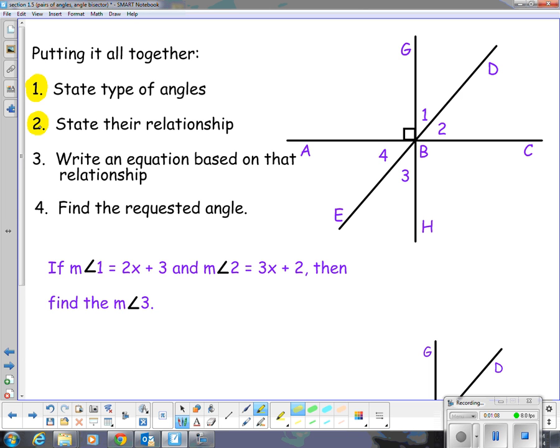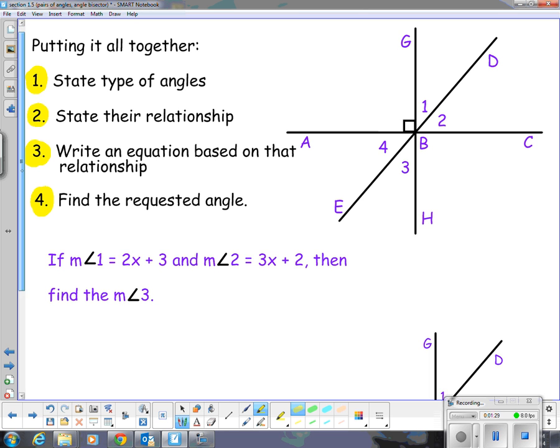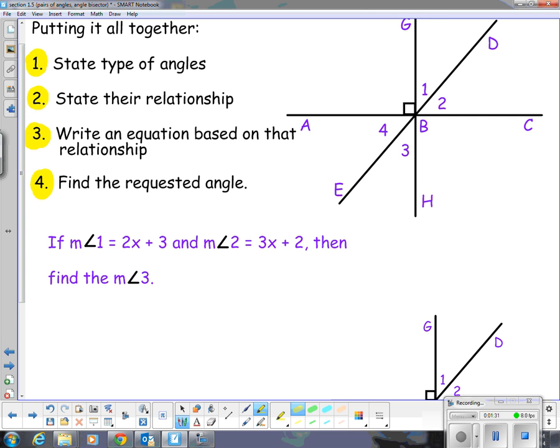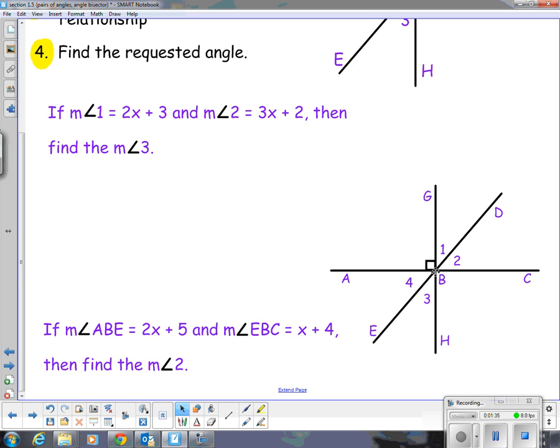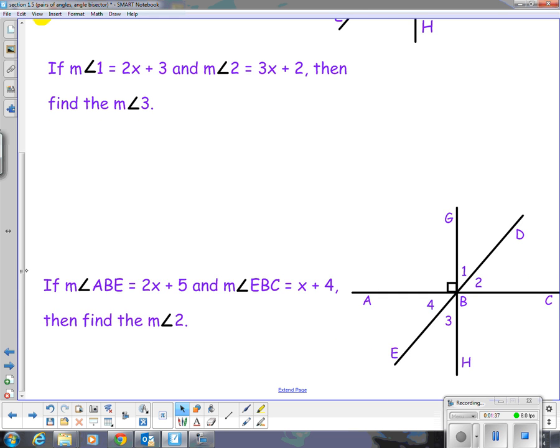Now, it is step 2, that understanding of taking the type of angles and understanding the relationship, that's going to allow you to write the equation based on that relationship. And then you're going to write the equation, solve the equation, find x or some variable, and then go back and find the requested angle. So here's my diagram, and we're going to do this first one. I'm going to move this one down so we've got some space.